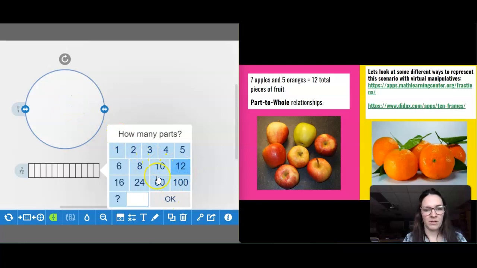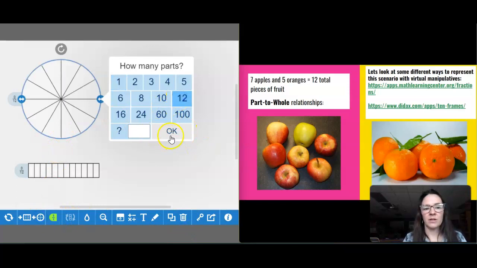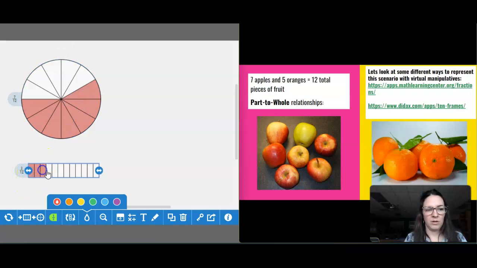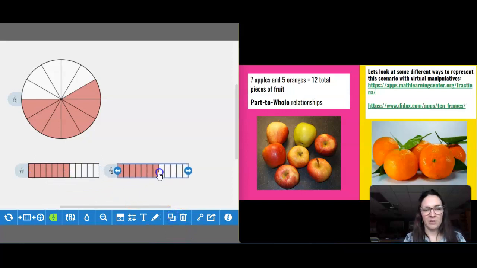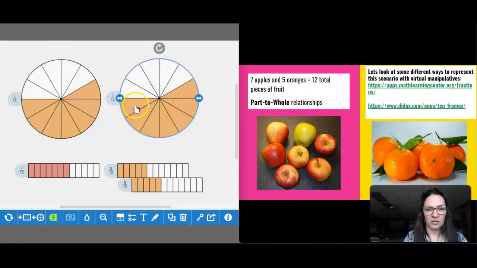Oops, I think I need to try that again. Let's try that circle again. Okay, there we go. We have 12. So right now it says I have 0/12. So when we're thinking about our apples, I need 7. Okay, I'm going to copy that. How many oranges? 5 oranges. Okay. So this is just an example of a way you could use these to represent those fractions.